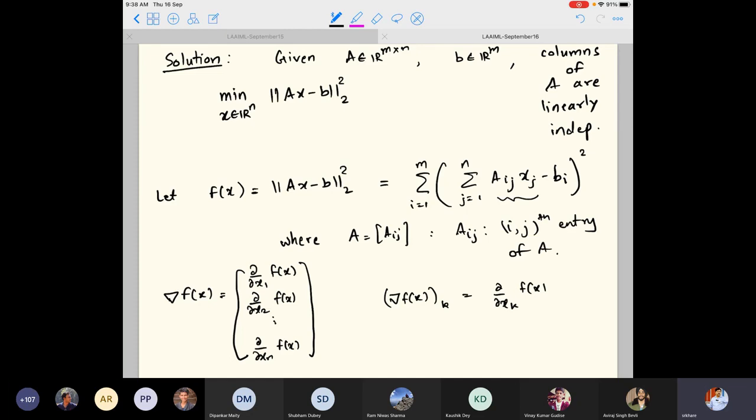So I have to compute this gradient. That means I have to calculate these n partial derivatives, and after calculating them, I have to equate it to 0. So you see this gradient vector is a vector in Rn, right? That is something we have to understand. So let us actually calculate this.